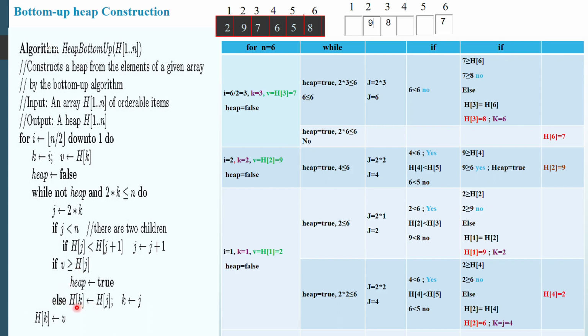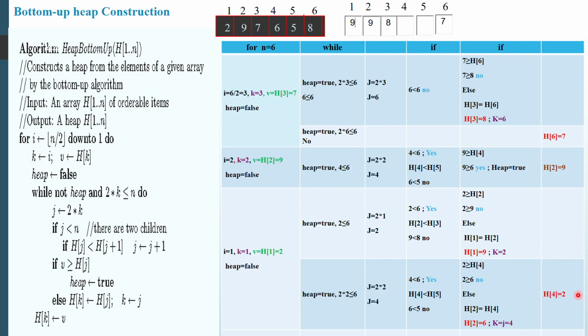In the else part, what do you have? H of k equal to H of j. The k value is 1. H of 1 equal to H of 2. So in the 2 position the element value is 2 here, and the element in the 1 position is not changed, that's why it remains as it is. Now you are assigning 9, H of 2, as the value of H of 1 here. So now H of 1 value becomes 9 here.